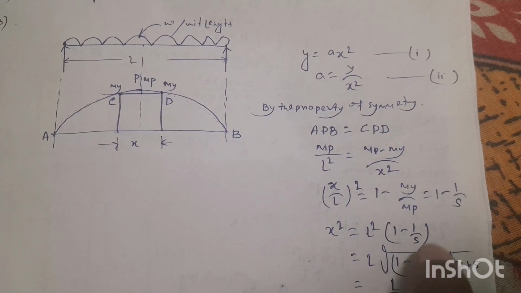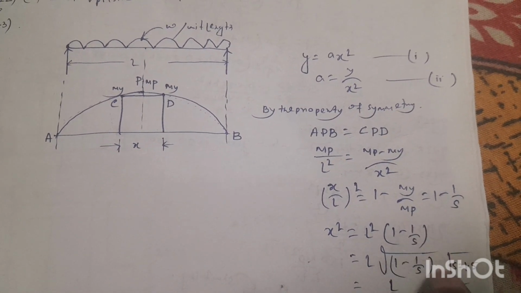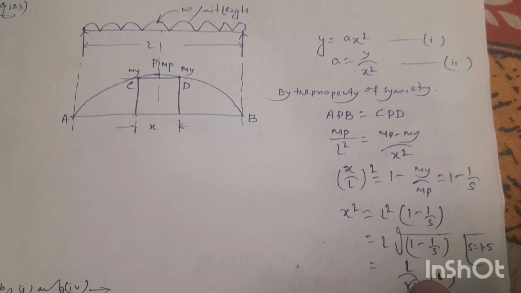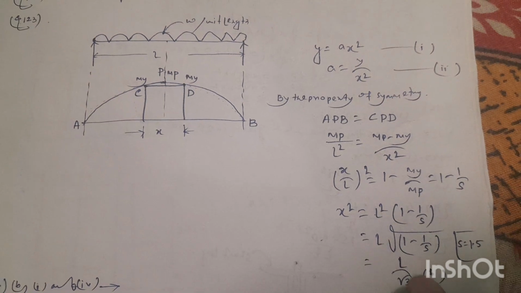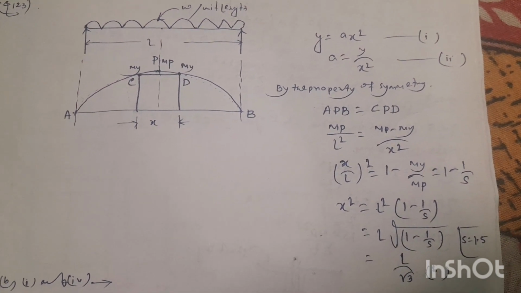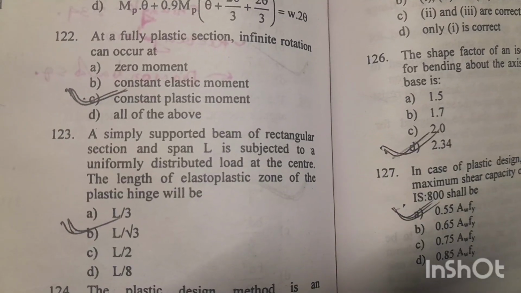And for a rectangular section, we know the shape factor S will be 1.5. So if we put S equal to 1.5, we will get x equal to L by root 3. This is the length of the elastoplastic zone. Option B is the right answer.